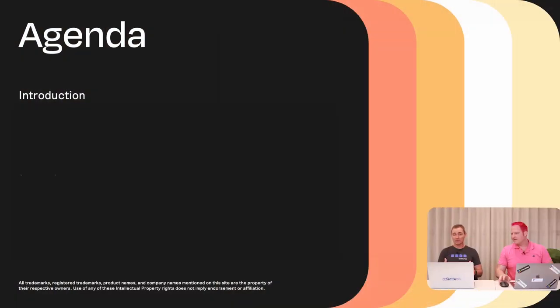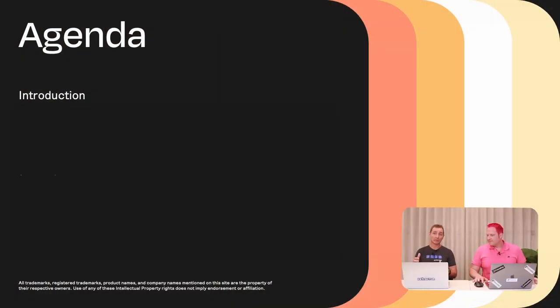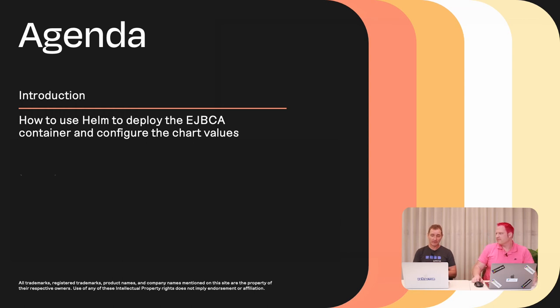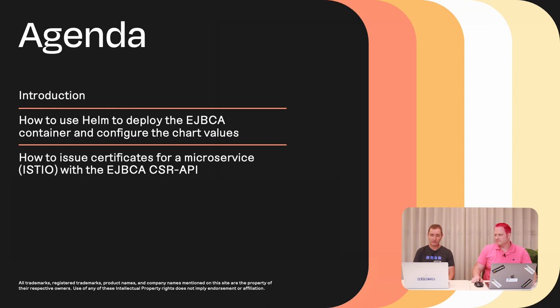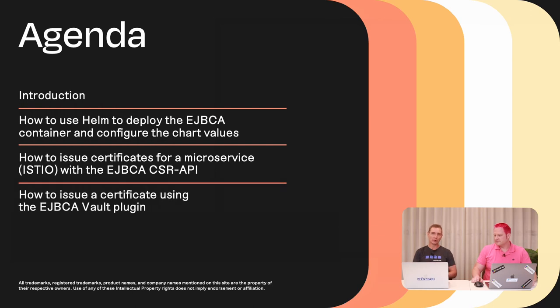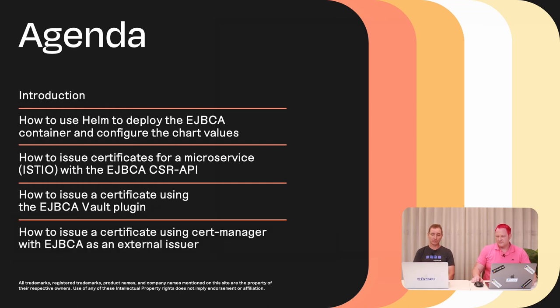So for today, we're going to cover a few things. We're going to talk about how to deploy EJBCA in a container. We're going to talk about how to issue certificates to an Istio service mesh using the CSR API. We're going to show you how to use a Vault plugin so that you don't have to change code, and you can actually get certificates from EJBCA through existing mechanisms where you get certs from Vault today. And then we're going to finally finish up using Cert Manager with this new external issuer that we built with EJBCA. So that's our agenda.